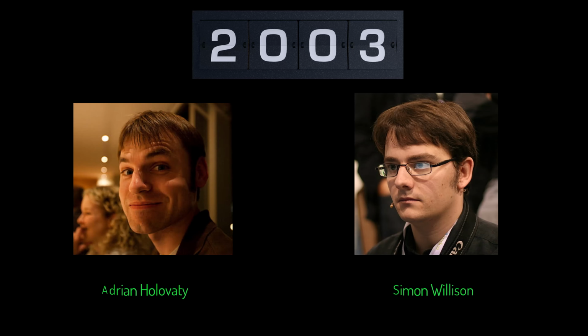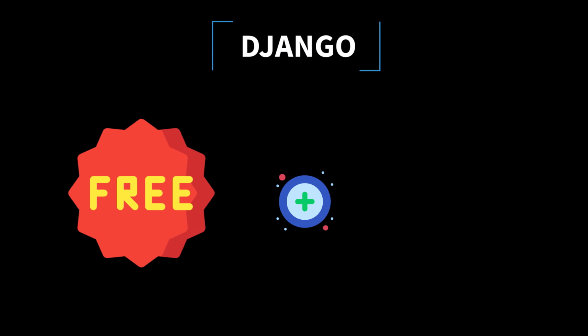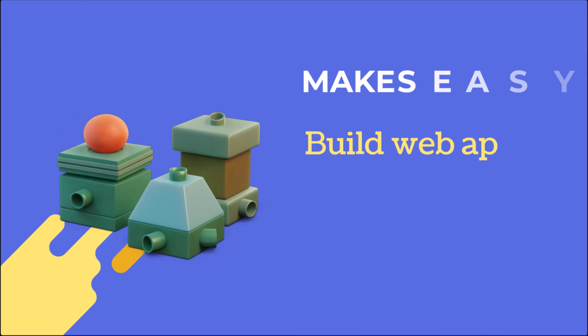Django is a high-level Python web framework that encourages rapid development and clean, pragmatic design. Created in 2003 by Adrian and Simon, it is free and open source. Django makes it easy to build web apps more quickly.